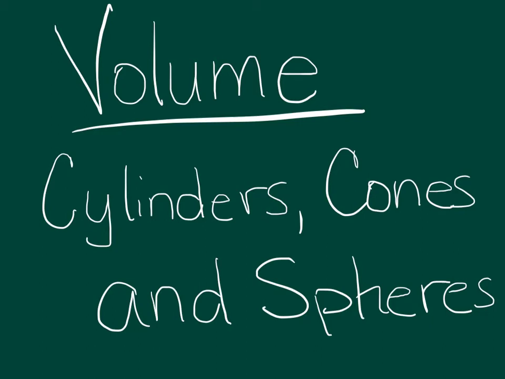Okay, so today we're going to be talking about the volume of cylinders, cones, and spheres. And I want you to remember that volume is what can fit inside of an object. We've got a lot of measurements in geometry. Perimeter is distance around an object. Area is how much it takes to cover an object. And then volume is how much you can fit inside an object.